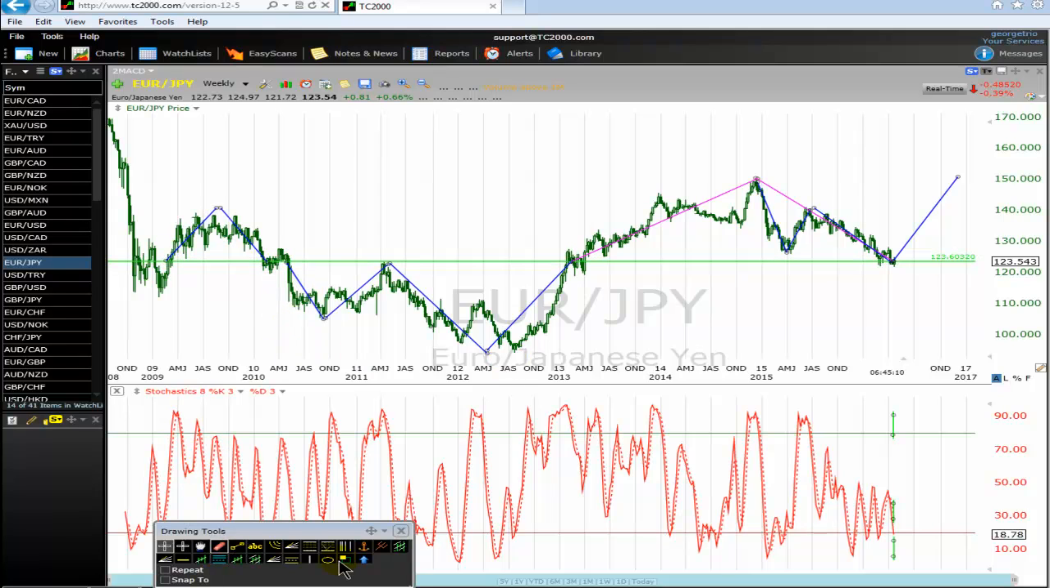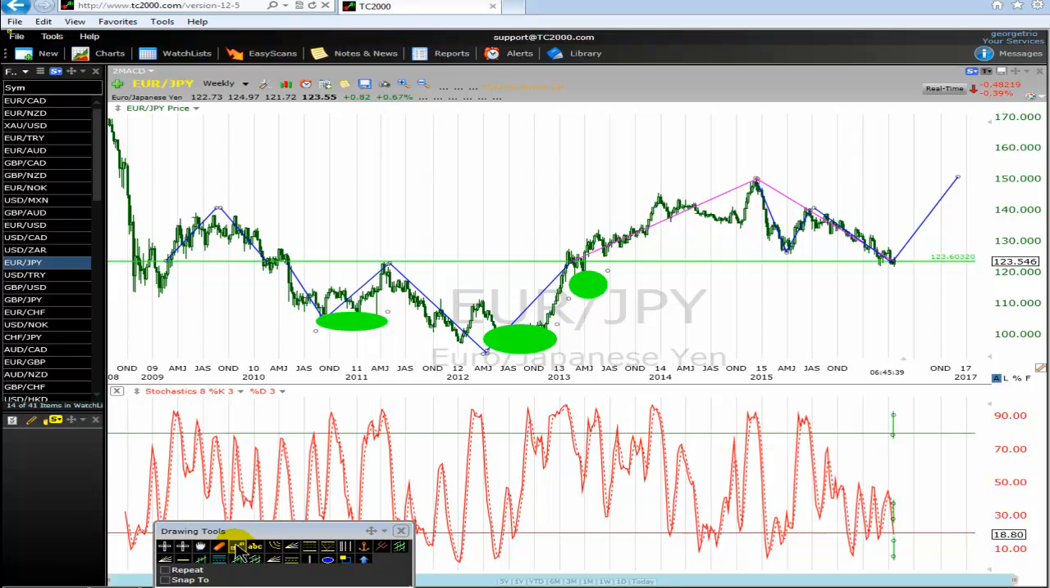Some trader may say, George, what has happened in fact? The price has formed an inverted head and shoulders chart pattern here, and this is the neckline. The price went back above the neckline. Now it came back to retest the neckline.